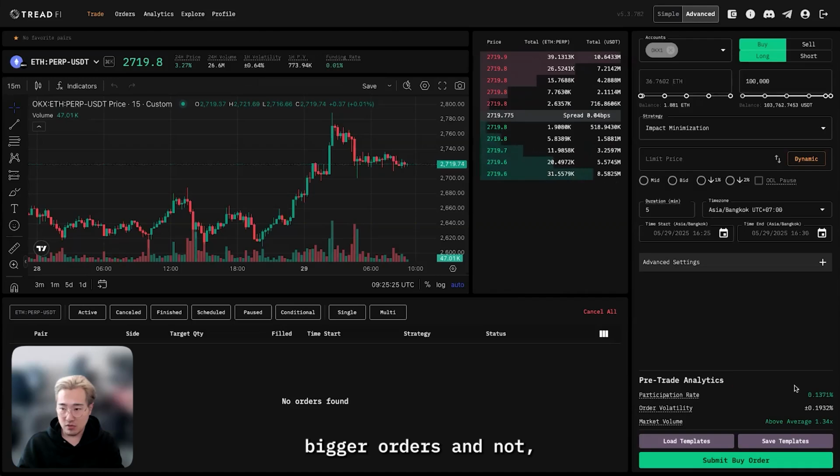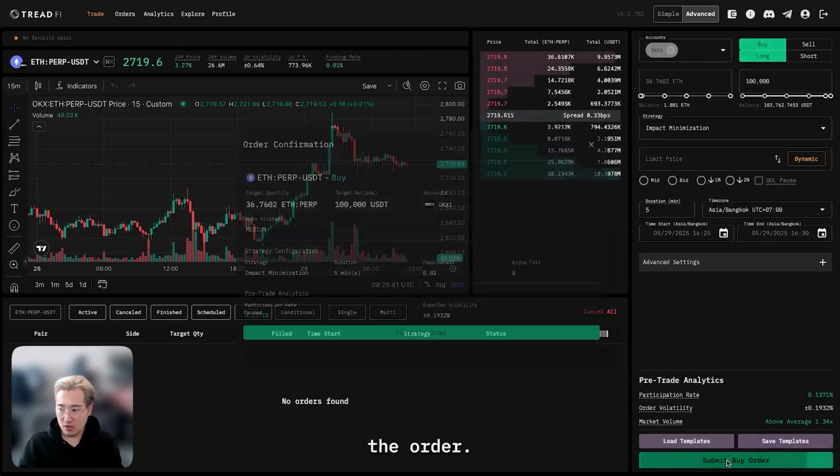You can send in bigger orders and not see the price move too much. And there will be a lot more other participants. And so you'll be able to not only blend in, but a lot more liquidity is available. So once you've got all of this set up, you just submit the order.